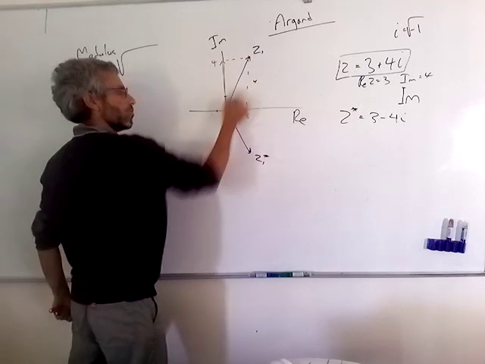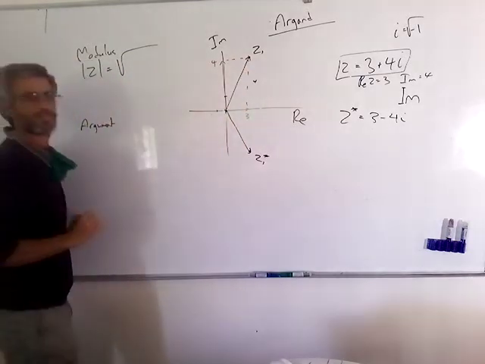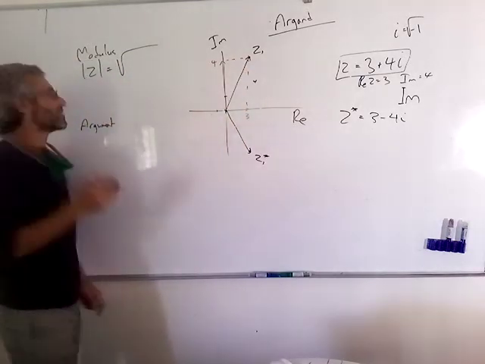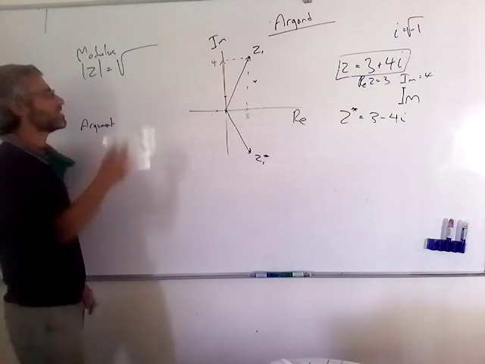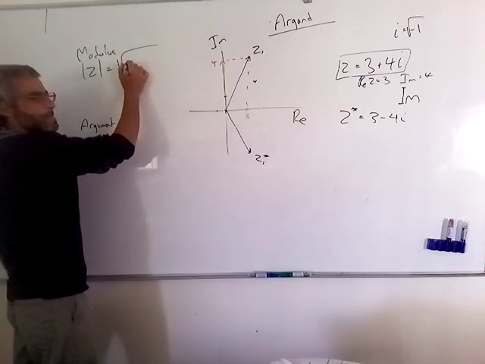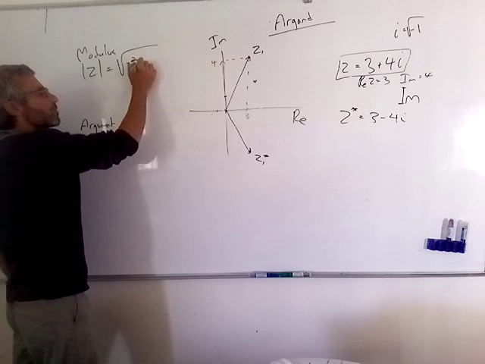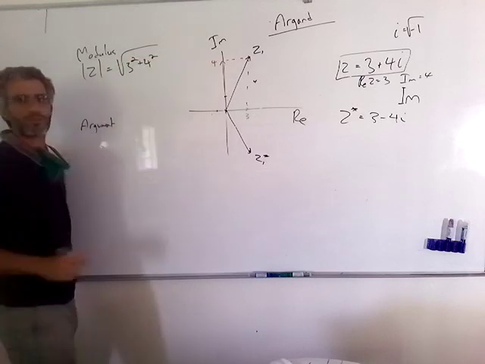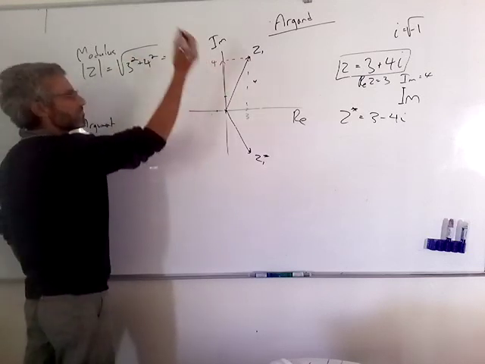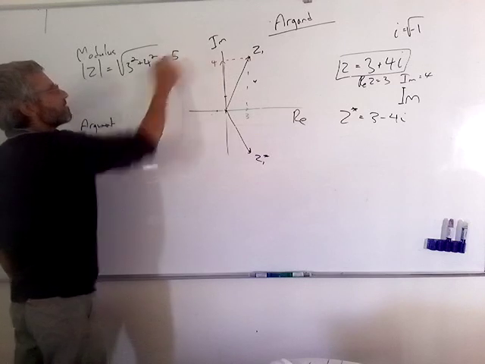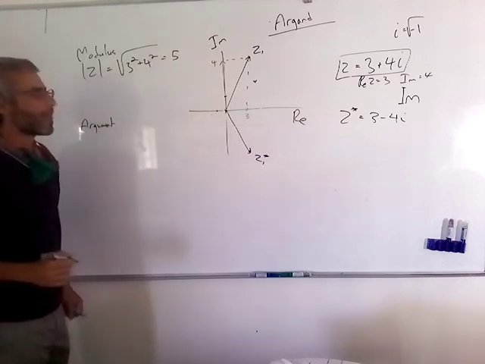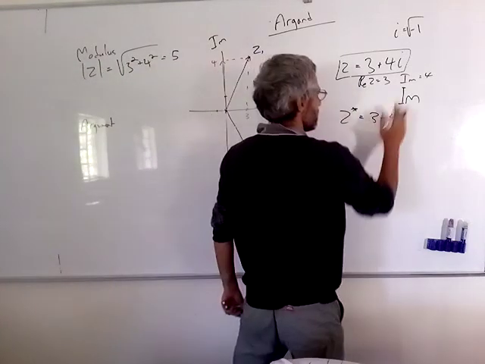If this is 4 and this is 3, how do we find the size of that one? Sorry, I didn't hear what you said, but obviously I chose easy numbers. So how do we do it? 4 squared plus 3 squared, and the square root of that. And you're right, you chose easy numbers, it comes out as 5.